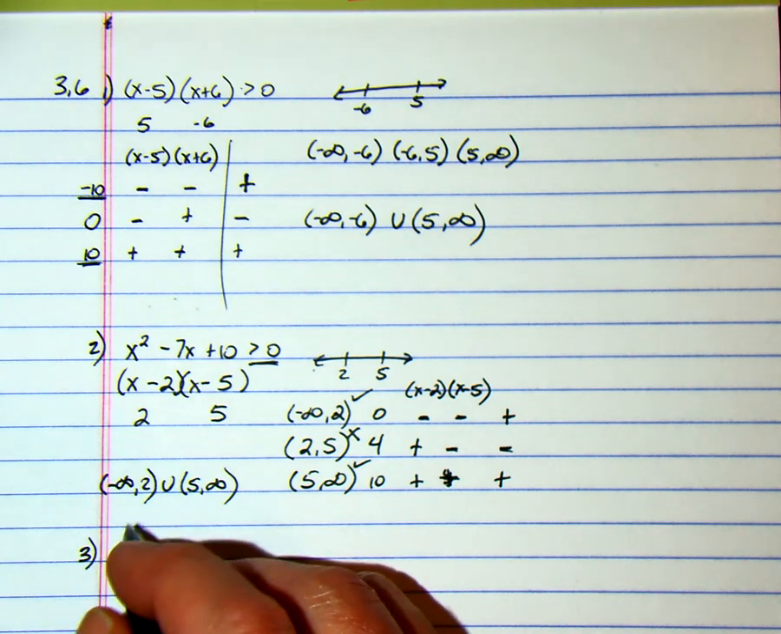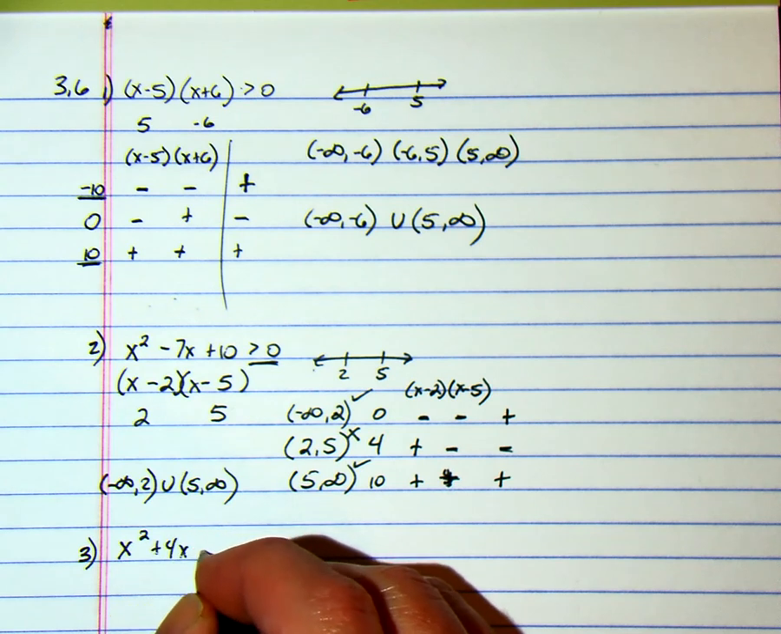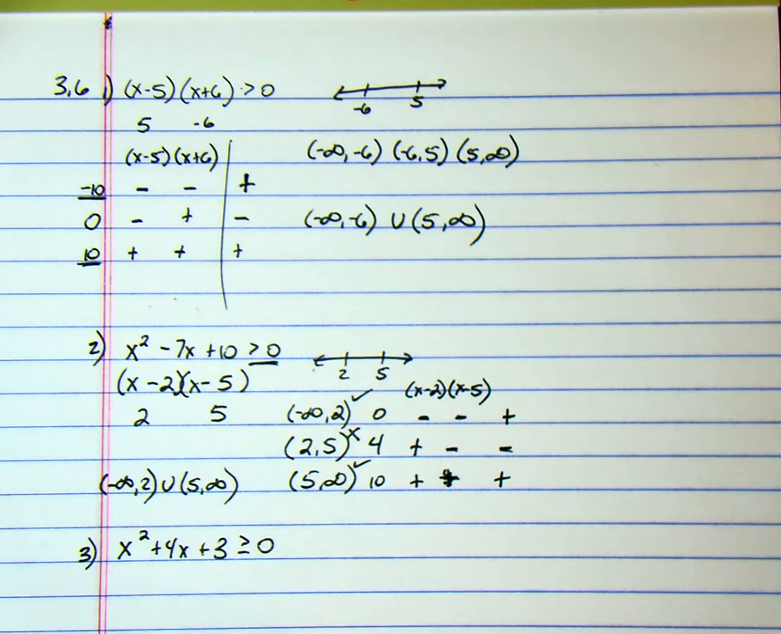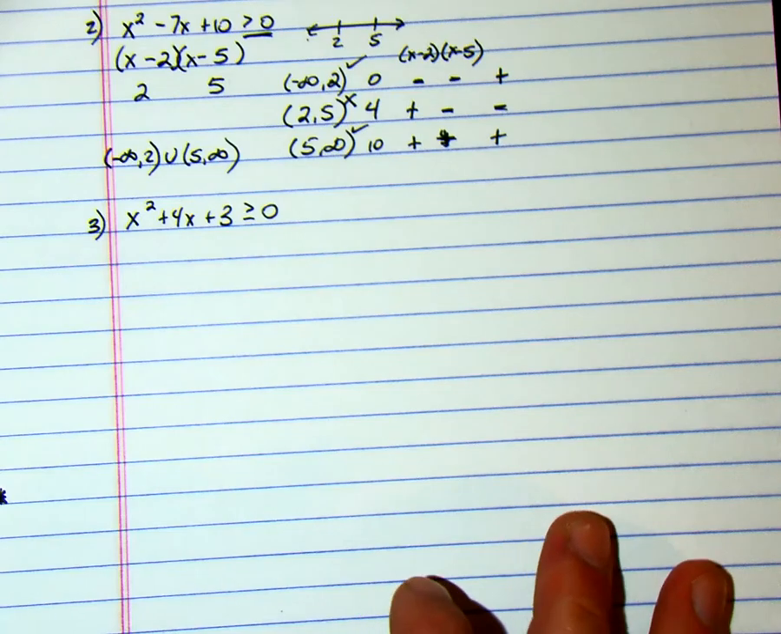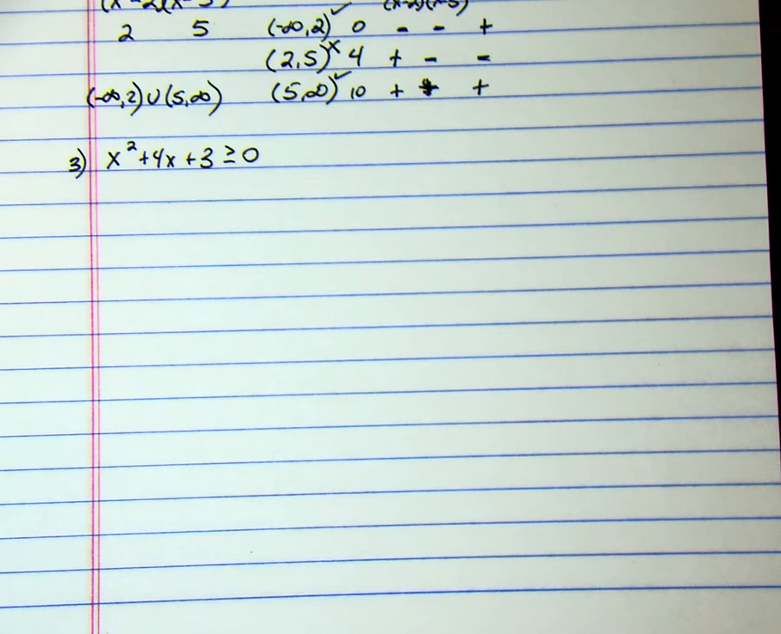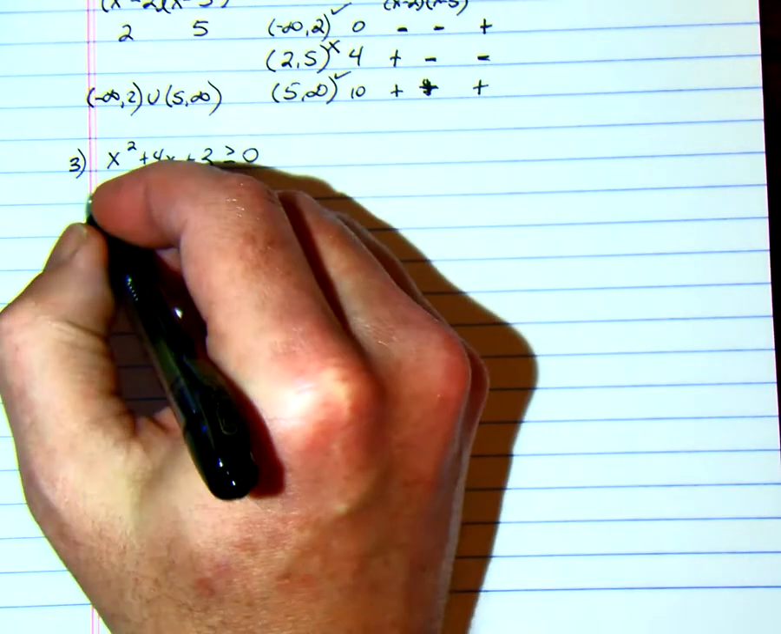Number 3 is x squared plus 4x plus 3 is greater than or equal to 0. So this one has a little bit different look to it. It's not really a huge different look. It's just the fact that this one has the equal to sign in there as well. So that's its only real difference. So we're going to factor that.